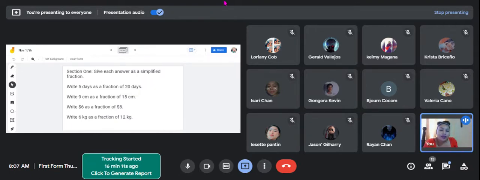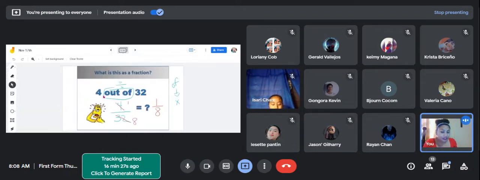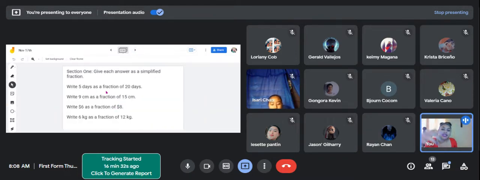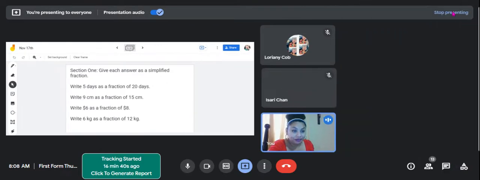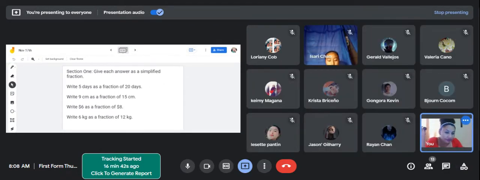In your package or in your worksheet that is in Google Classroom, these are some of the questions that are there. Now, these questions are not set up in the same way as the previous one. See, this one says 4 out of 32. This one says, write 5 days as a fraction of 20. Are they talking about the same thing? Or do you have to do something different? Different. Somebody knows?